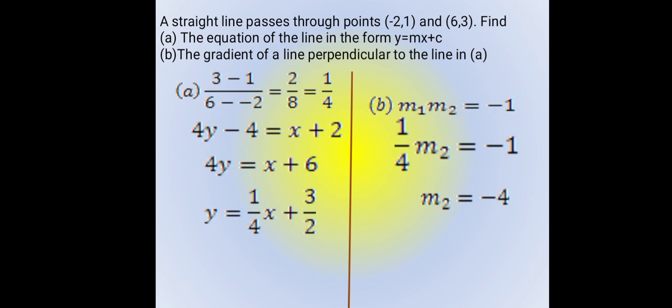Now we have been told there's a perpendicular to that line and we should find its gradient. Just know that for the gradient of a perpendicular line, when we multiply the gradients, we get -1. So we have our gradient of 1/4, multiplied by the gradient of the other line m2, we should get -1. So the gradient of the other line m2 is -4.